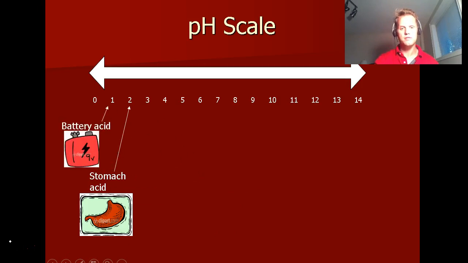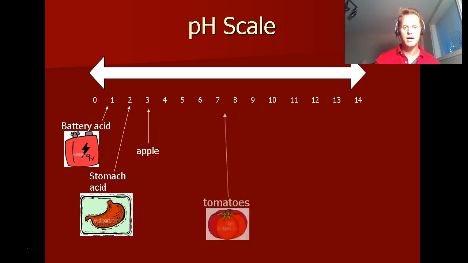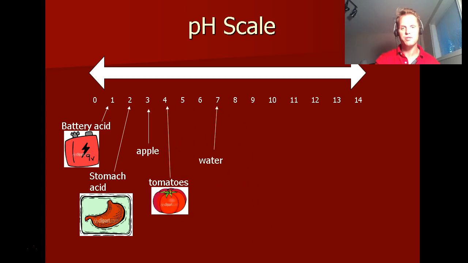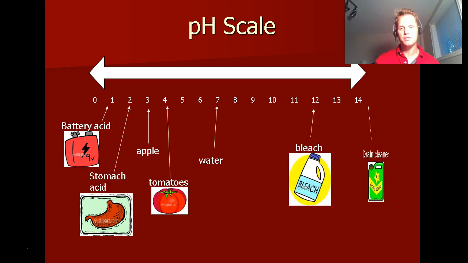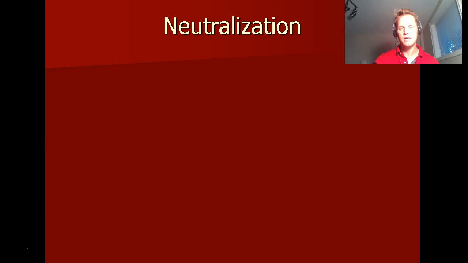Okay, so again, stomach acid, pH of 2, battery acid, pH of 1. I was actually wrong there. I said 3. Apple, pH of 3. Tomatoes, pH of 4. Water is 7. Bleach is 12. Drain cleaner, and so on.